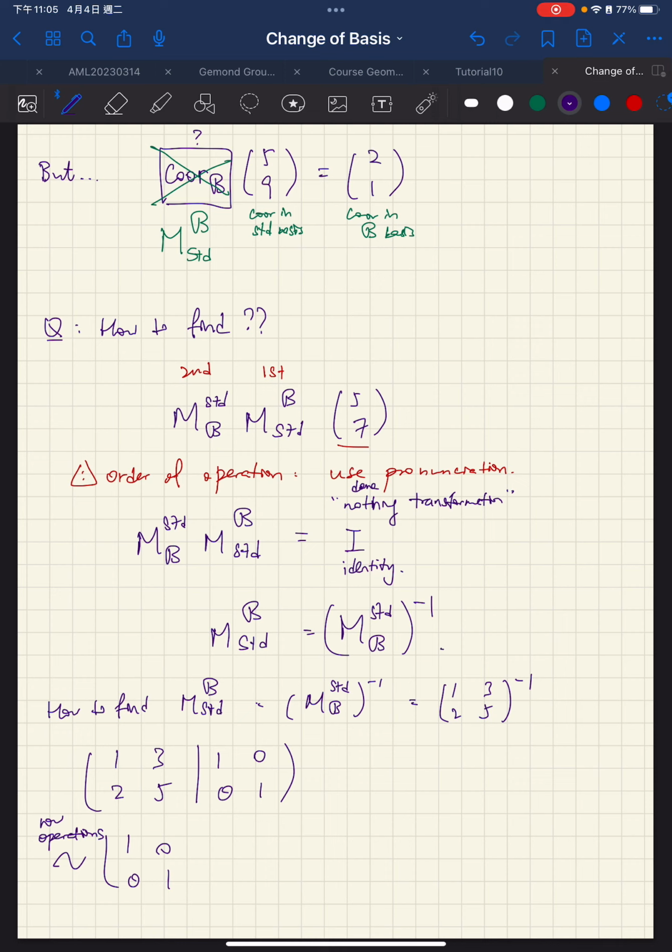Okay. And this thing on the right will be your inverse. So you should try to do it yourself. But this is the point. Okay, so now I've taught you how to find this thing, how to find this thing. Okay, seems useless.